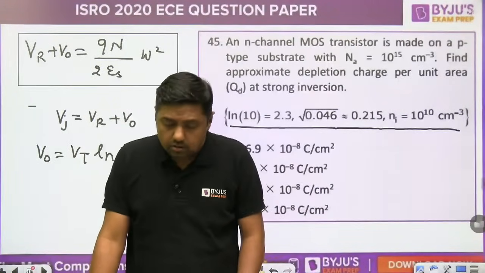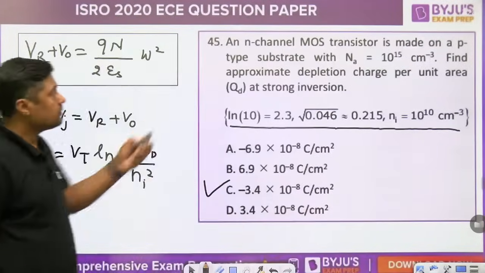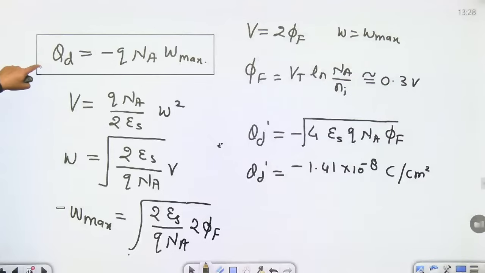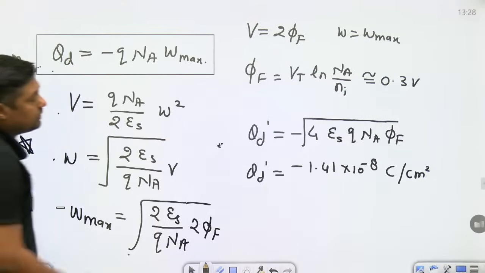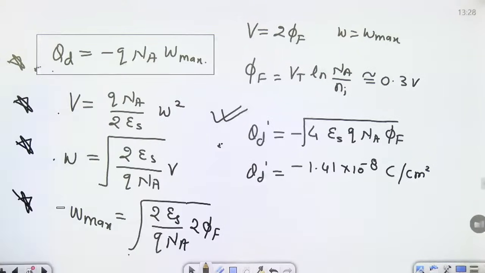So what is important about that? The formula for depletion charge density. So these 1, 3. And from that you will find this formula. Okay. The next one.